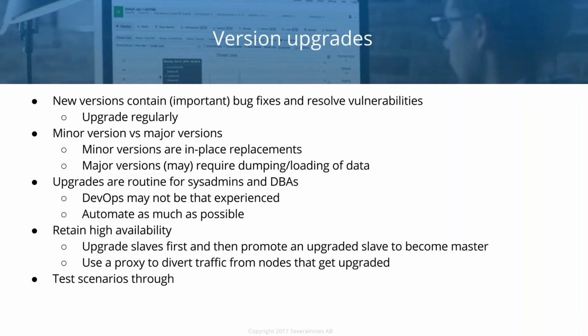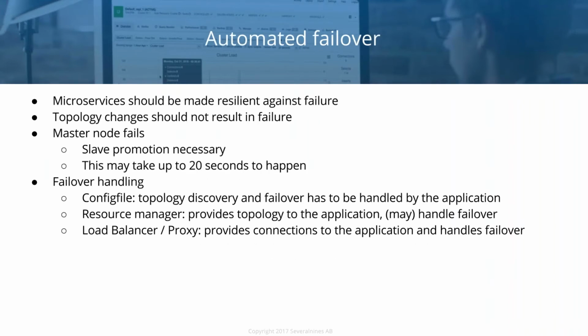So what you normally would do in a master-slave environment is upgrade the slaves first, then promote an upgraded slave to become the new master, fail over, and finally upgrade the old master to the latest version. And then you have an in-place upgrade. You could also use things like load balancers and proxies to divert traffic from nodes that get upgraded. Otherwise, you would have to change configuration files. And of course, prior to performing this upgrade, you need to test your upgrade scenario.